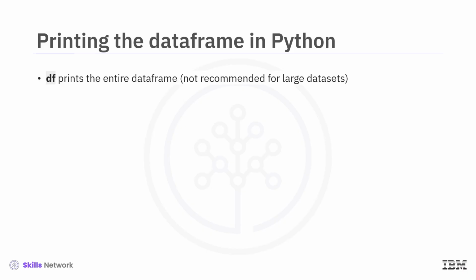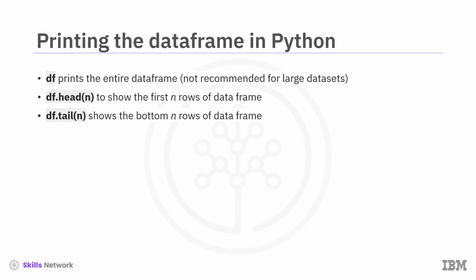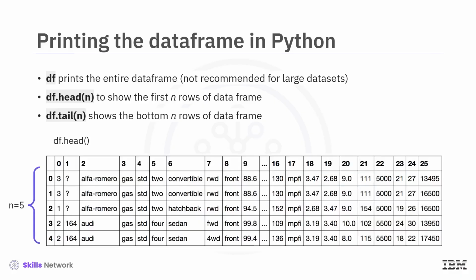Since printing the entire dataset may take up too much time and resources, to save time, we can just use dataframe.head to show the first n rows of the data frame. Similarly, dataframe.tail shows the bottom n rows of data frame. Here we printed out the first 5 rows of data. It seems that the dataset was read successfully.